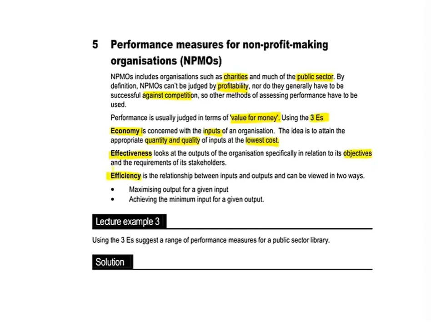Efficiency then is the relationship between the inputs and the outputs, and we can think about this in two different ways. So trying to get as much possible output for the amount of input, and also achieving the minimum input to get a certain level of output.